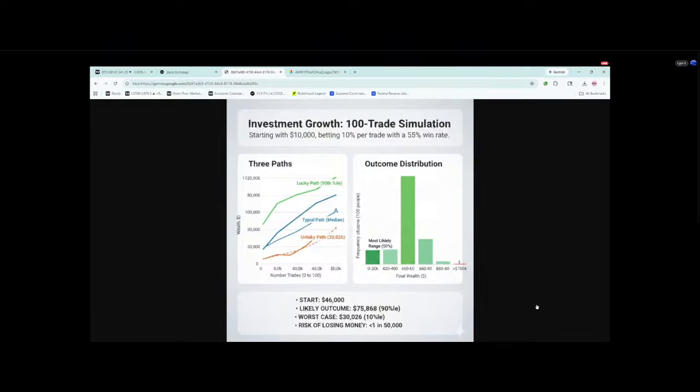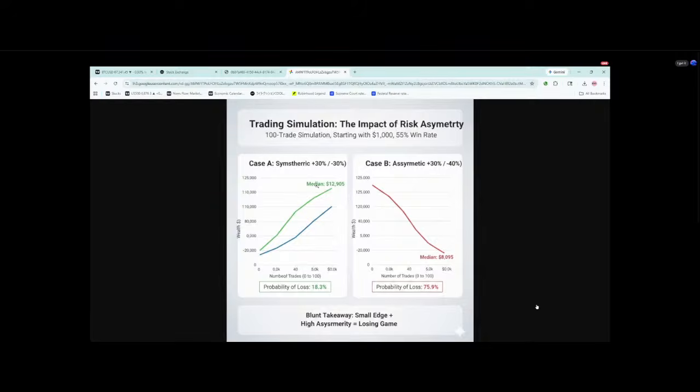But if you're not having good risk reward, how we went over, then this is how your numbers are going to look. And this is over 100 trades as well with the 55% win rate. Realistically, it should be a lot worse than this, like if you're lucky. So this is why risk reward is so important.